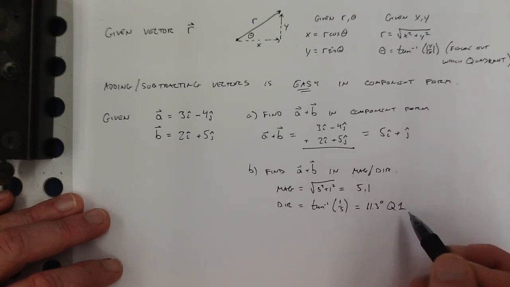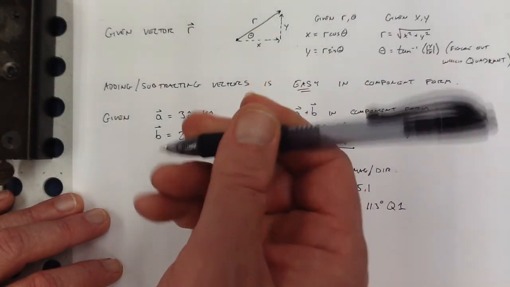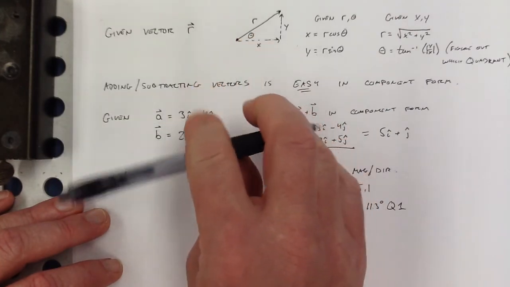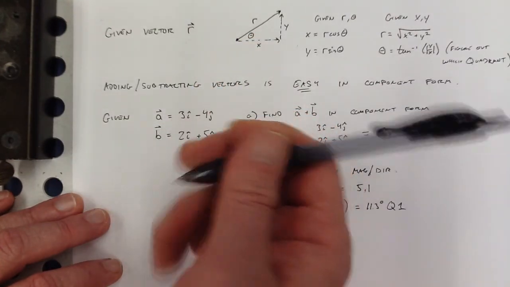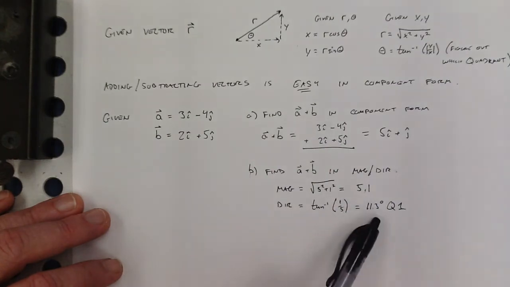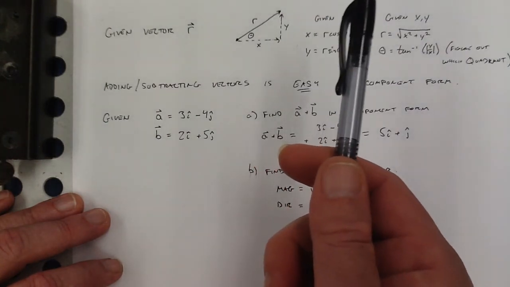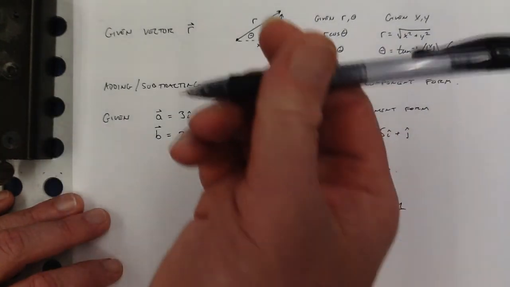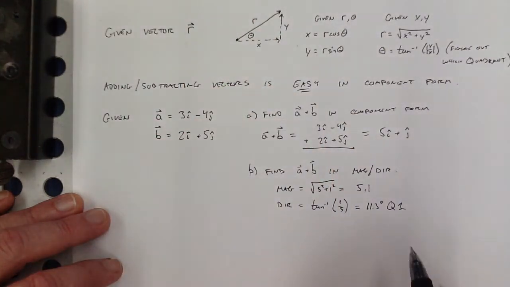And when we say this into quadrant 1, we're always going into whatever quadrant from the nearest x-axis. So you don't have to wonder, wait a minute, 11.3 degrees into quadrant 1, I could go into quadrant 1 from up here. No, always from the nearest x-axis.